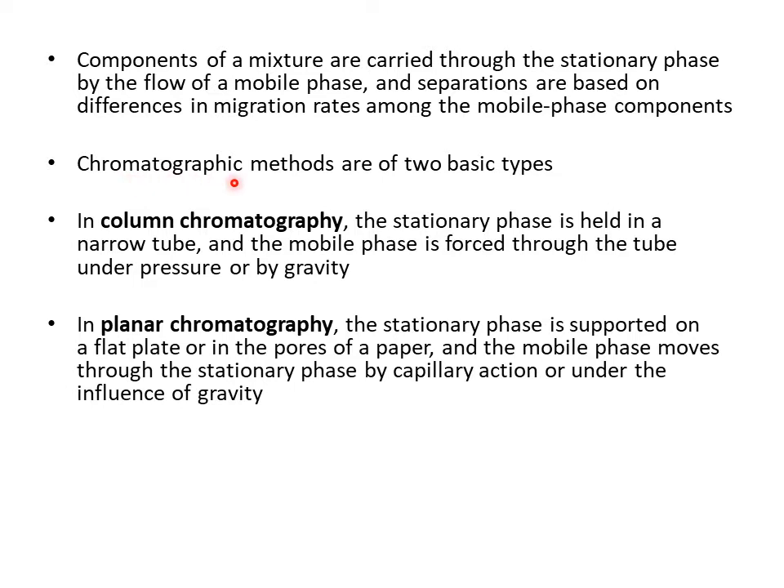Chromatographic methods are of two basic types: column chromatography and planar chromatography. In column chromatography, the stationary phase is held in a narrow tube. So the stationary phase is packed in a narrow tube which is called a column, and the mobile phase is forced to move through the tube under the action of pressure or under the action of gravity.